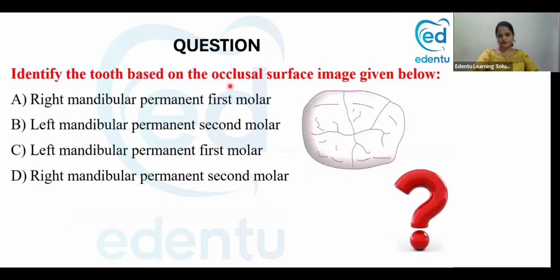Identify the tooth based on the occlusal surface image given here. Okay. This is the occlusal surface of a tooth. Please identify that. Is it right mandibular first molar, left mandibular second molar, left mandibular first molar, or right mandibular second? Yes, Dr. Namya.